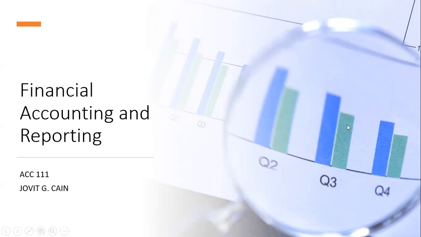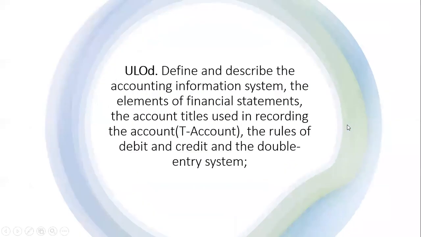So we are now in the next ULO, which is ULO D: to define and describe the accounting information system, the elements of financial statements, the account titles used in recording, the account or T account, the rules of debit and credit, and the double entry system. There are quite a lot of topics in this ULO D, so let's go. Let's have the first one, accounting information system.